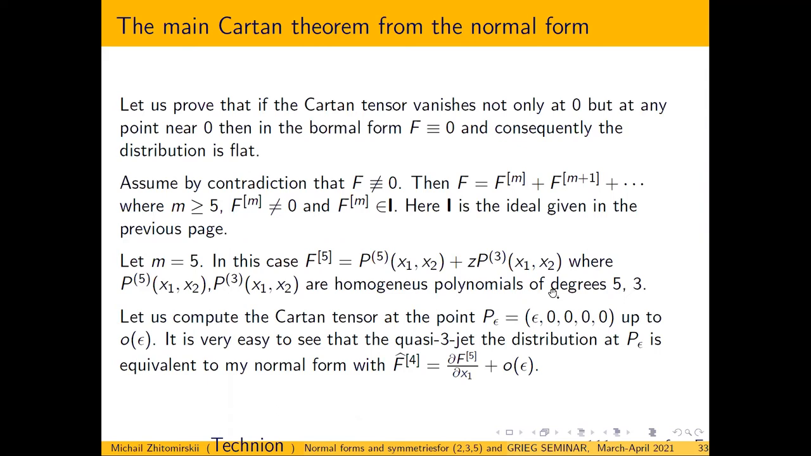So what I will do, of course, it's very difficult to compute the Cartan tensor at an arbitrary point near the origin, but I do not need it. I'll compute it at first at this point: epsilon for x1, zero for all other coordinates. It is difficult to compute in general, but here it is very easy to compute, and that's what we need probably. And maybe it will be enough, let's see. So we know that when epsilon is zero, it is zero. So up to o(epsilon), just the linear part with respect to epsilon.